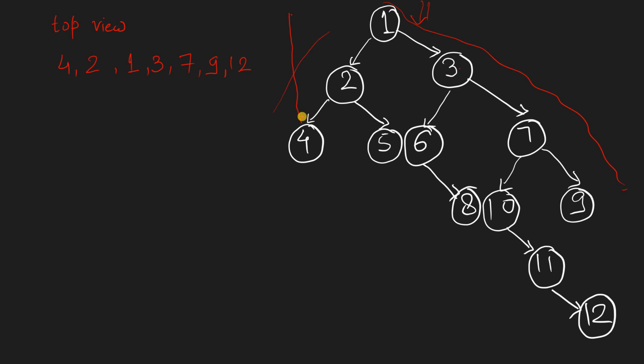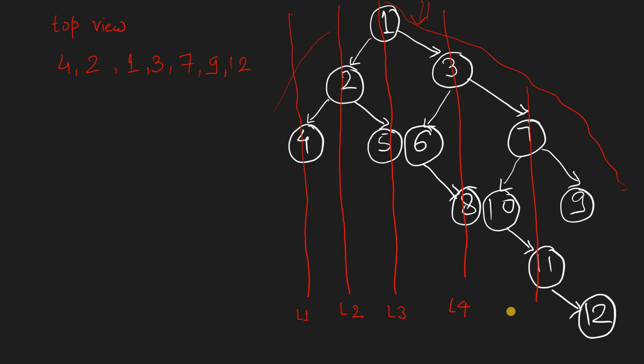To understand it better, let's draw some vertical lines here. This is our first vertical line, we'll say L1. This is our second vertical line, L2. This is our third vertical line, L3. This is our fourth vertical line, L4. This is our fifth vertical line, L5. And this is our sixth vertical line, L6.